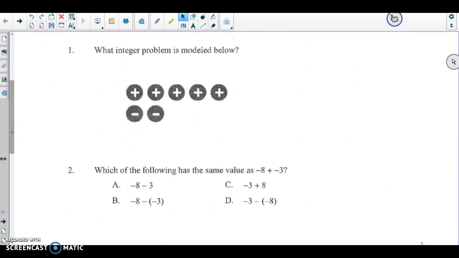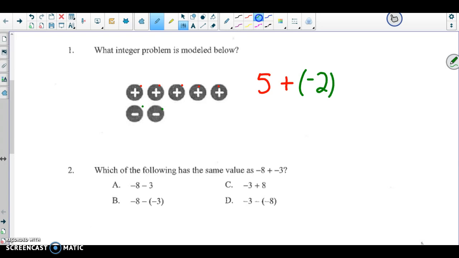If I look at what's going on here, I have some positive ones. In fact, I have 1, 2, 3, 4, 5 positives. So I have a positive 5 plus, and then I have 2 negatives, so I'm going to put plus -2. And then I'm going to go ahead and solve it.